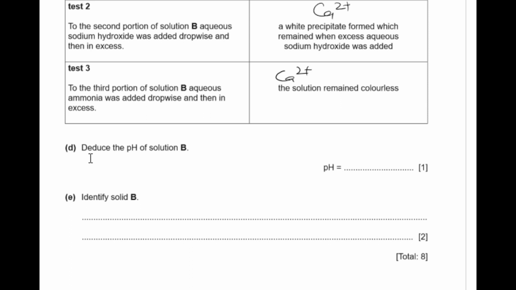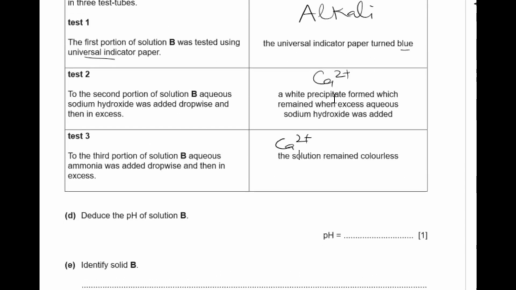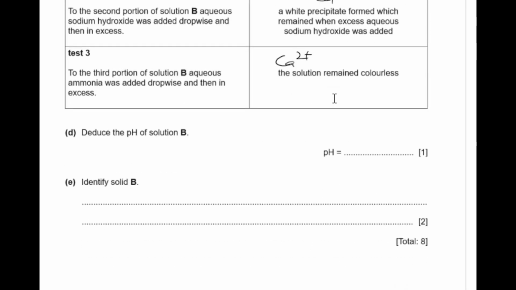Part D asks to write the pH of solution B. As we identified that it is an alkali, it would have a pH of 8 to 14. As it is an alkali of group 2, we can write 11, 12 or even 13 for it.